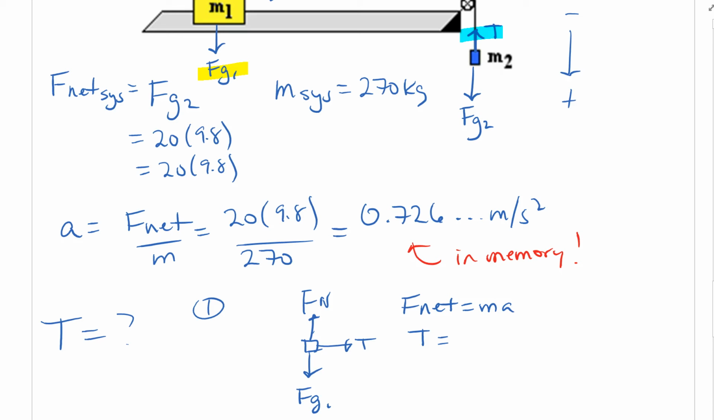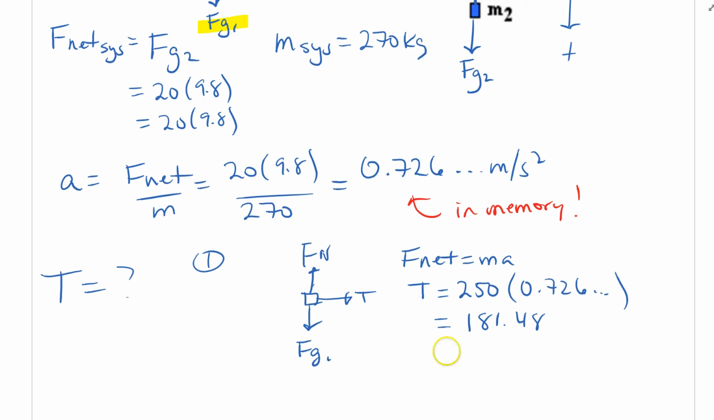The mass of object number 1 was 250 multiplied by 0.726 in all the digits, because I'm just multiplying that from the memory of my calculator, and I end up with 181.48, which, after rounding off to 3 significant figures, is 181 newtons.